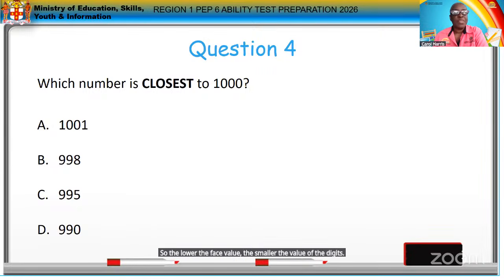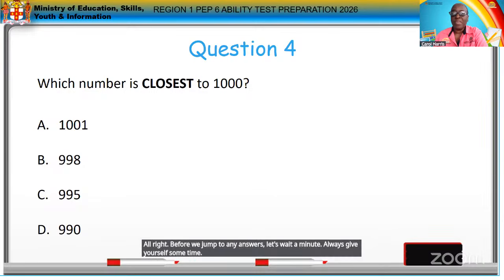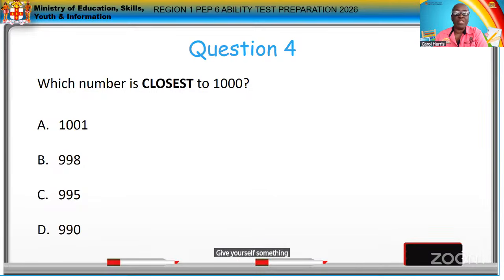All right. Now, here's another one. Here we're comparing again. Which number is closest to 1,000? Before we jump to any answers, let's wait a minute. Always give yourself some time to think.